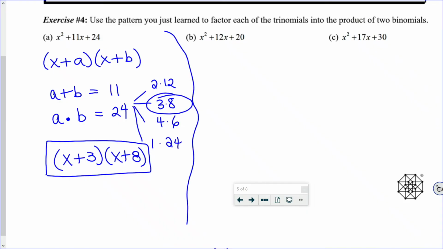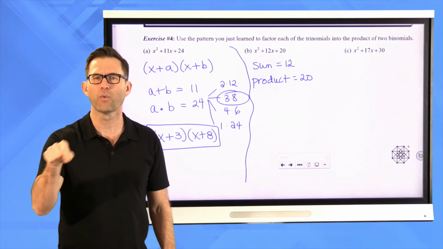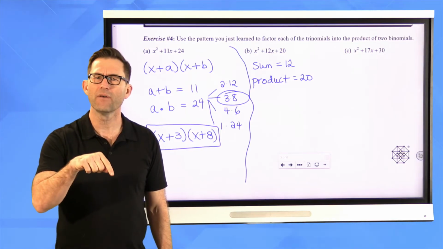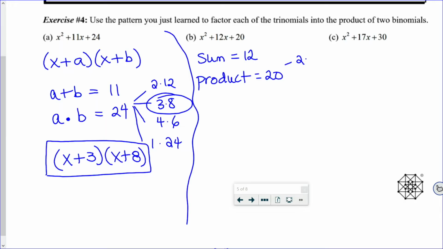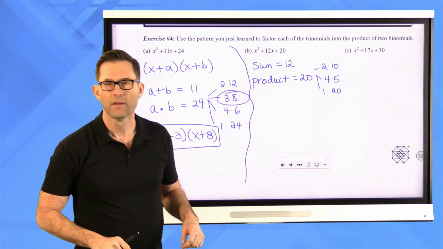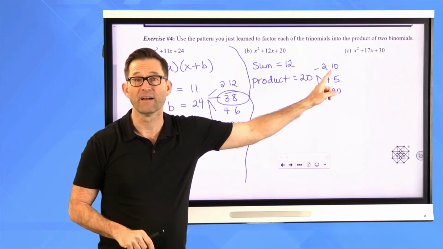In letter B, right here, we see that the sum must be 12 and the product must be 20. So you want to play this game, right? What two numbers multiply to be 20, but have a sum of 12? And again, a lot of students will say, well, 20 is 2 times 10, or 4 times 5, or 1 times 20, right? So this would sum to be 12, this would sum to be 9, this would sum to be 21.